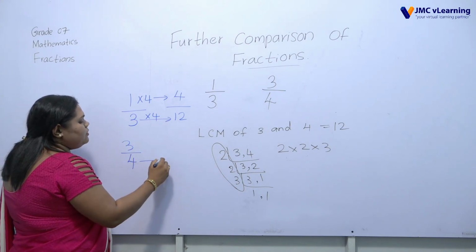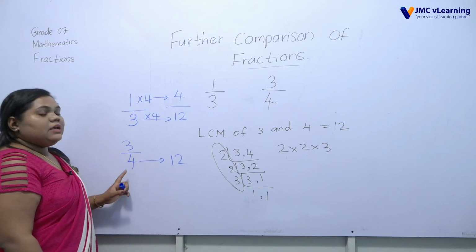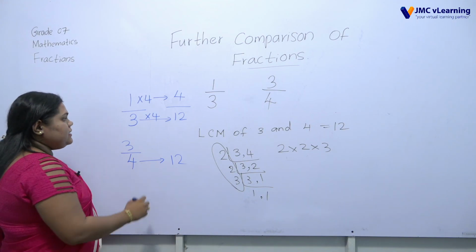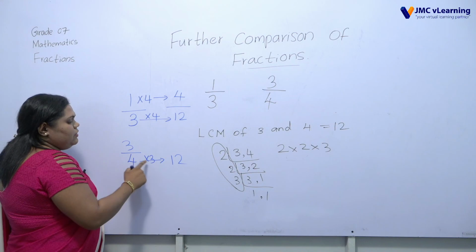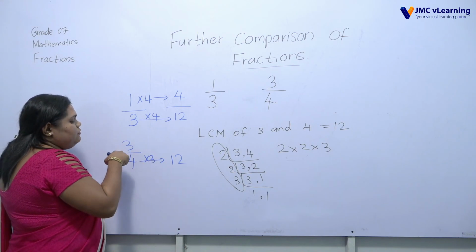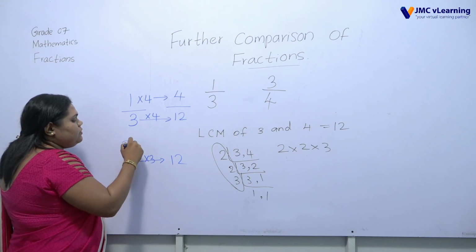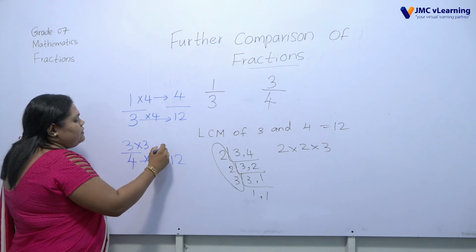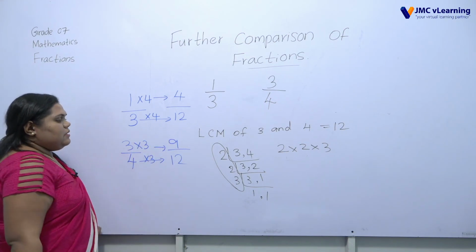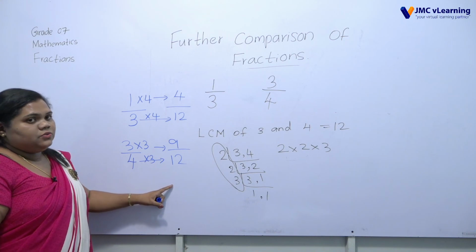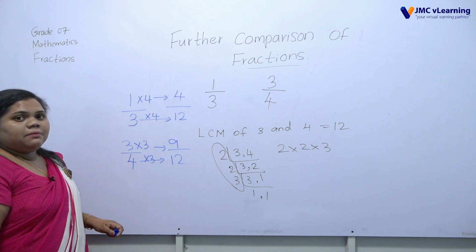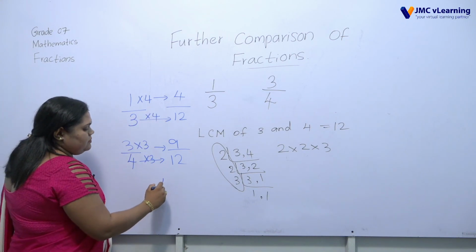After that 3 out of 4. Now this 4 we want to convert into 12. It means we multiply this 4 by 3. 4 times 3 is 12, no? So if you multiply the denominator by 3, the numerator also has to be multiplied by 3. What is the answer then? 9. The answer is 9 out of 12. Now very easily we can compare these two fractions.